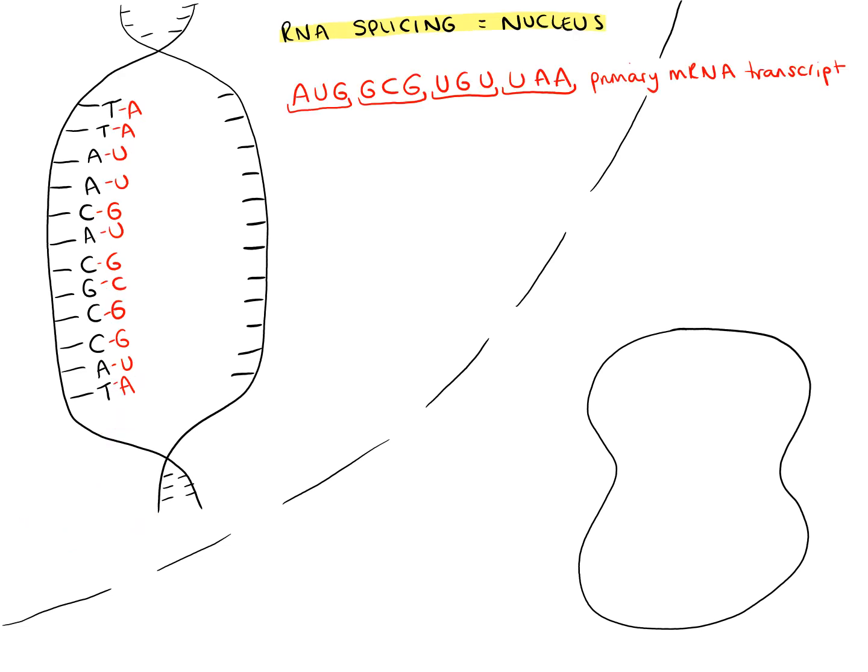So we've now synthesized our primary mRNA transcript, but before it can leave the nucleus to take that copy of DNA to the ribosome, we need to ensure that our transcript only contains information that's required to make our protein. And we do this by a process called RNA splicing. So if we look at DNA, it actually contains lots of non-coding regions, and those can be involved in things like regulating transcription, but they actually don't contain any information to make our protein.